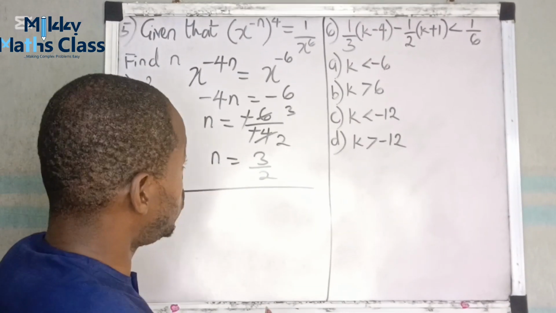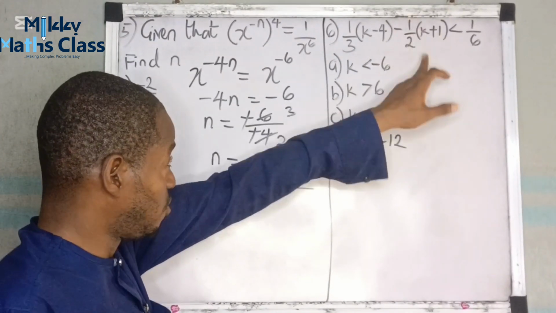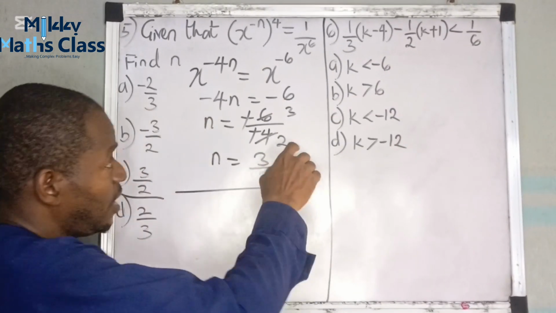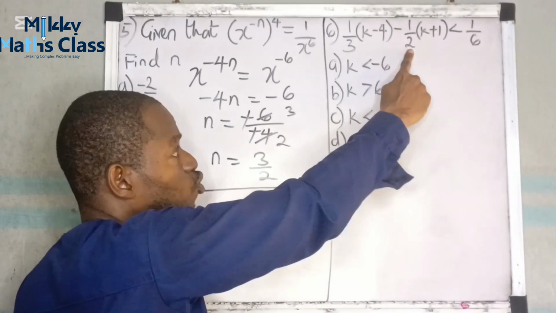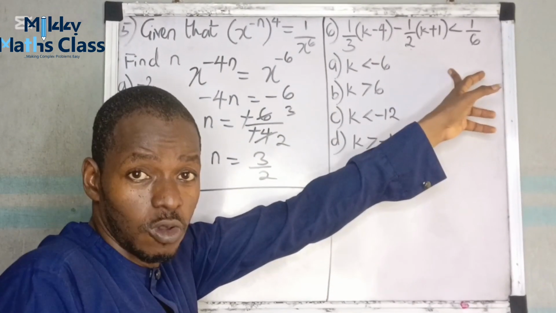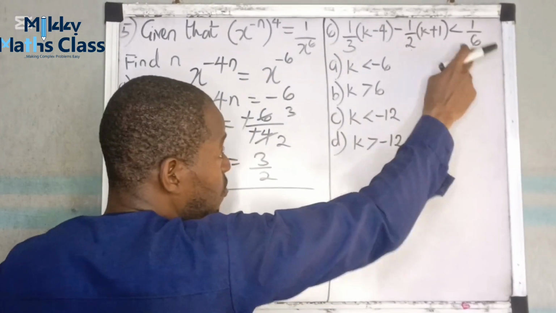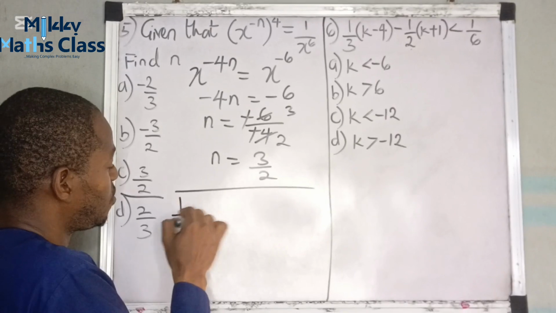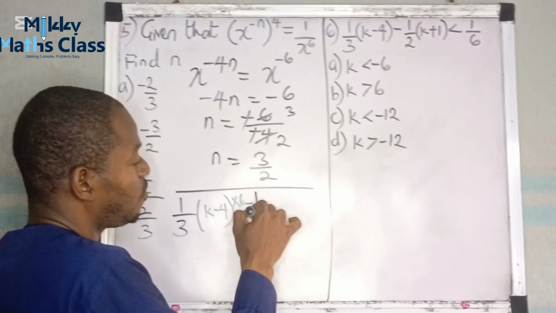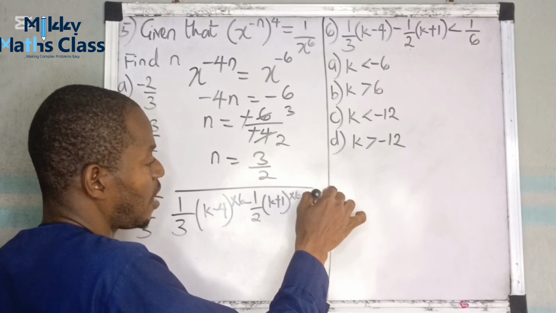Let's look at this other question. This one says we should find k: 1 over 3 into bracket k minus 4, minus 1 over 2 into bracket k plus 1, is less than 1 over 6. To solve for k, the first thing: this is 3, this is 2, this is 6. Multiply each of the terms by the LCM of the denominators. In other words, let's clear the fractions. The LCM of 3, 2, and 6 is 6. So I multiply: 1 over 3 into bracket k minus 4 times 6, minus 1 over 2 into bracket k plus 1 times 6, less than 1 over 6 times 6.